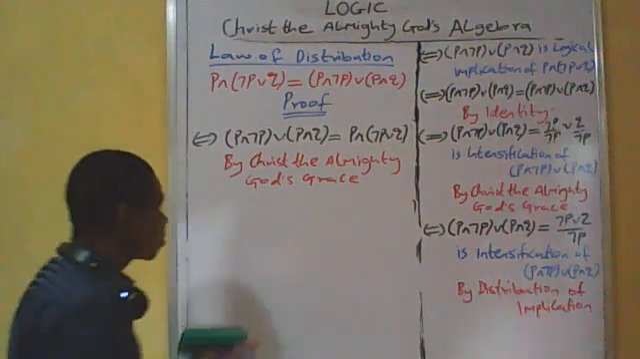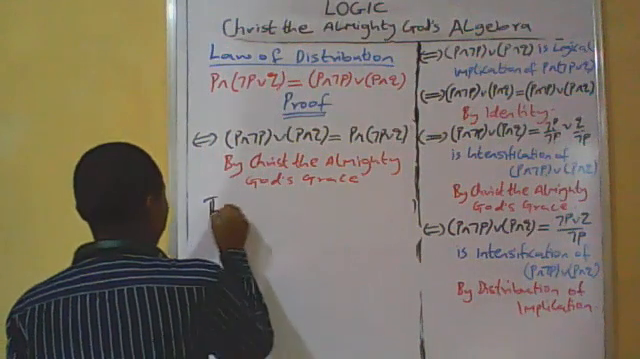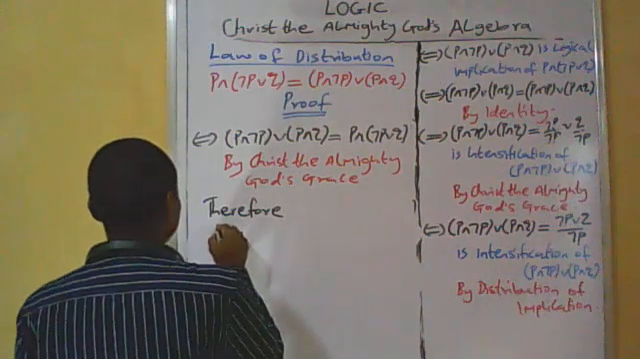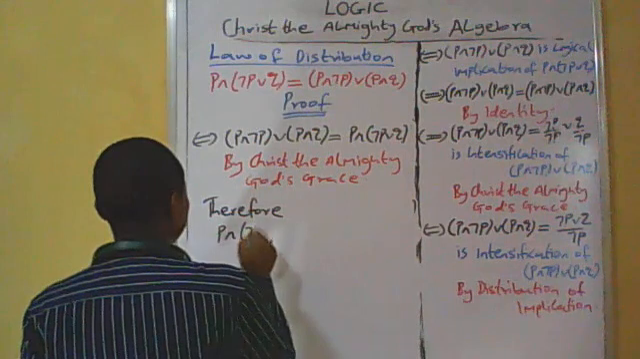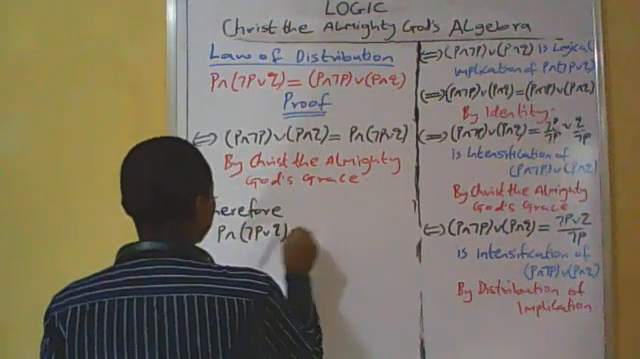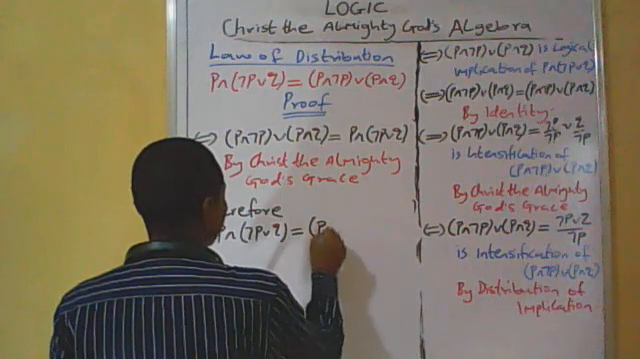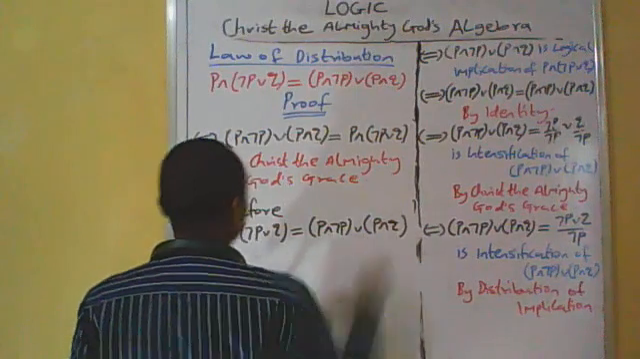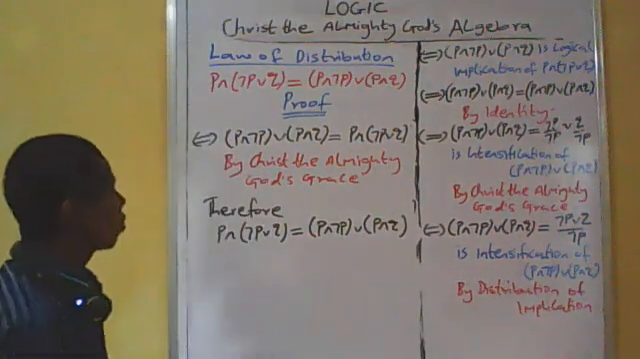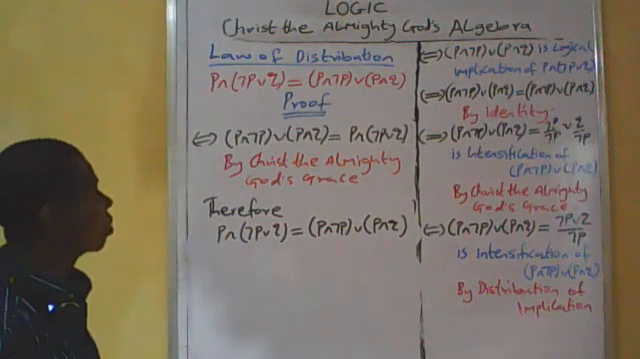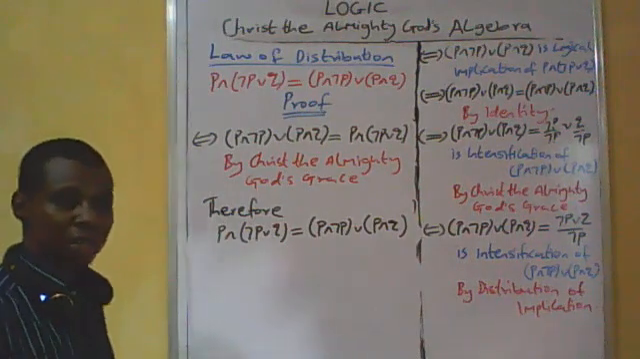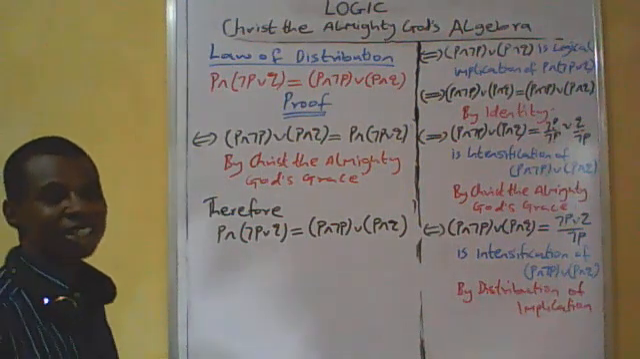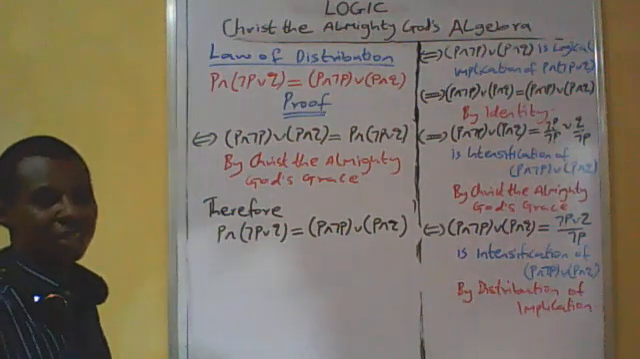So we then conclude, therefore, P and bracket not P or Q is equal to bracket P and not P or bracket P and Q. So we have proved the law of distribution by conjunctive statement exists. So having proved the converse, it then establishes that the law of distribution exists.